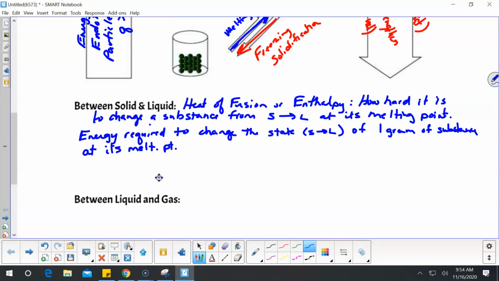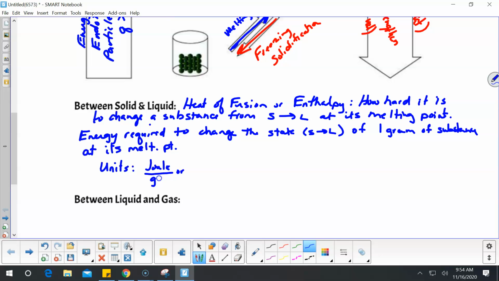So we know, like when we did labs, we could see where the melting point was staying constant. That's where we're having that change in state. So the units for this, it's how much energy per gram. So it would be joules per gram.